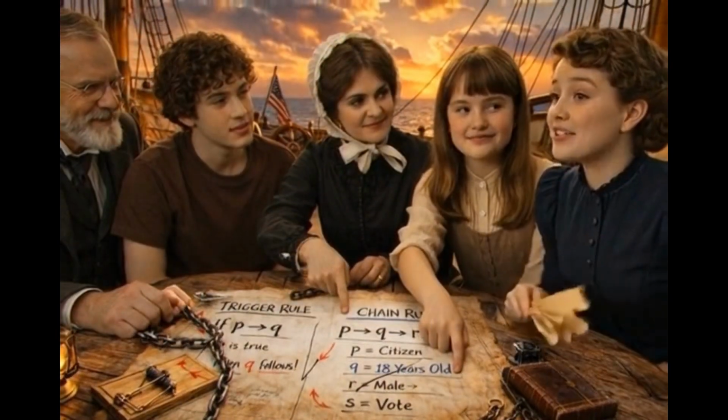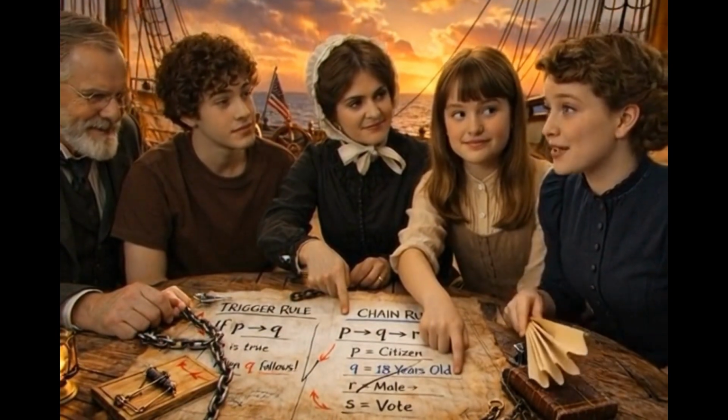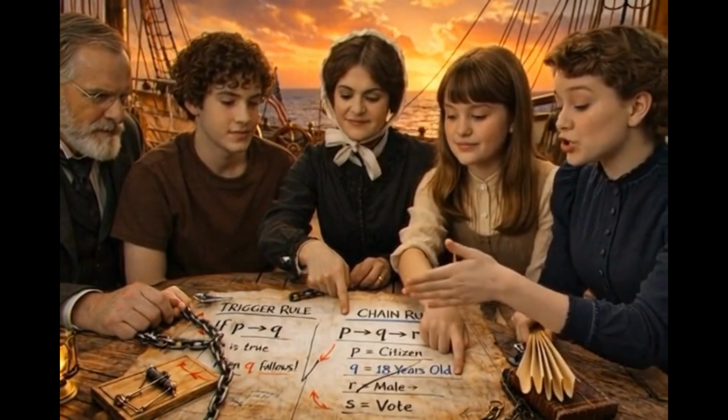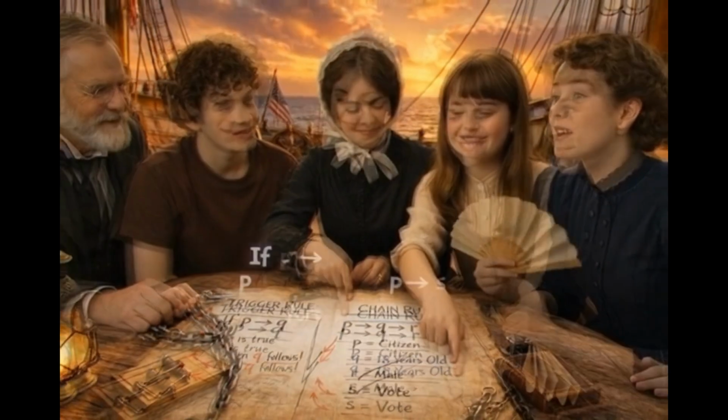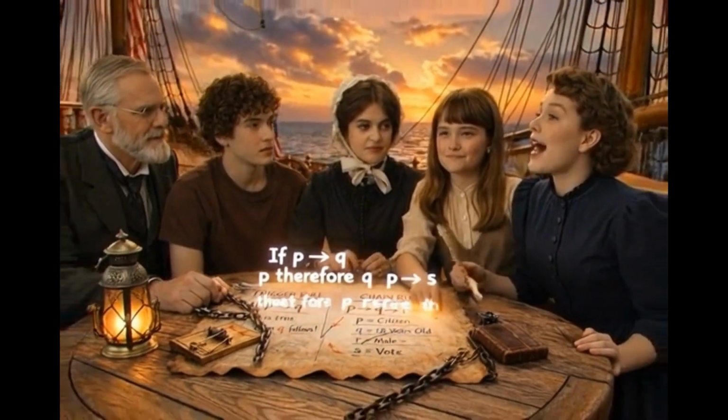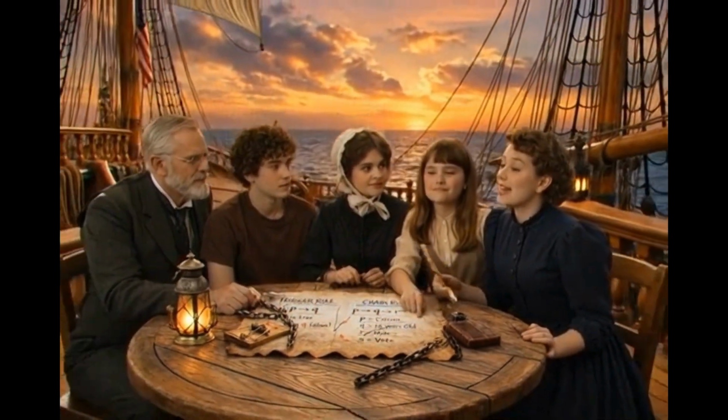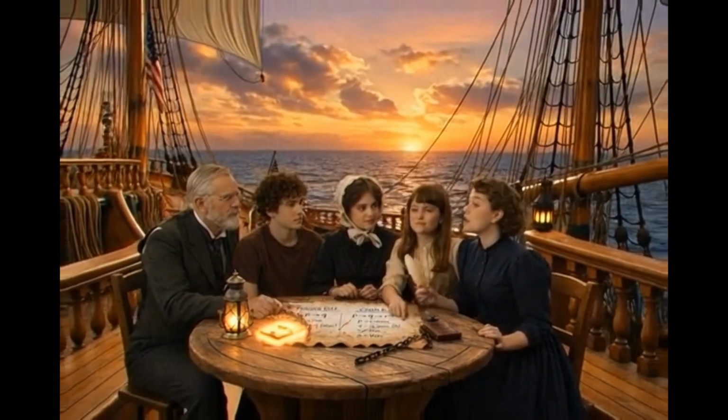When we observe patterns and form ideas, that is inductive reasoning. When we apply rules like the trigger rule and chain rule to reach a certain conclusion, that is deductive reasoning. Logic helps us discover patterns through inductive reasoning and prove conclusions through deductive reasoning.